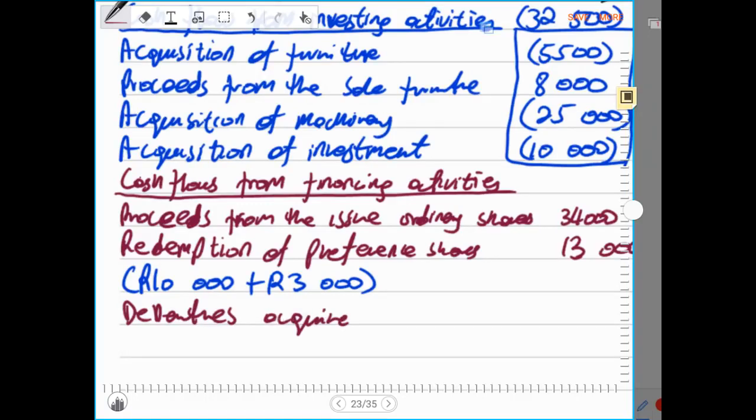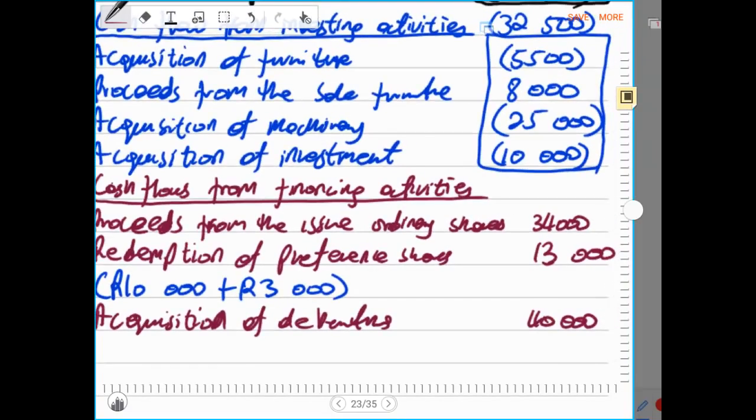That means the business acquired, or let me say acquisition of debentures, so that I'm consistent with my writing. Acquisition of debentures, because it's normally written like that. And acquisition of debentures amounted to 40,000 rands, where the company raised some funding.